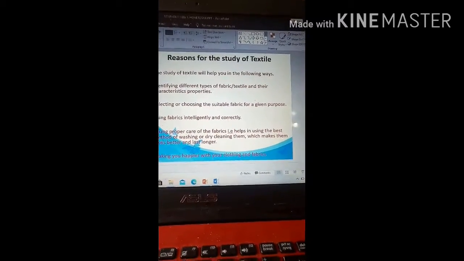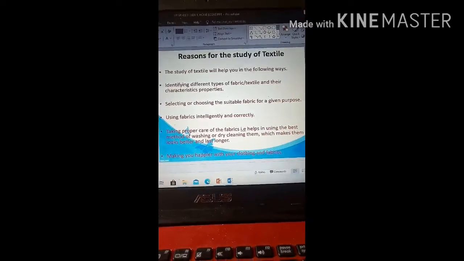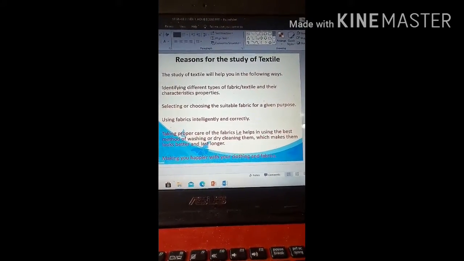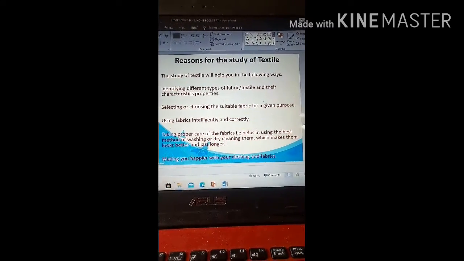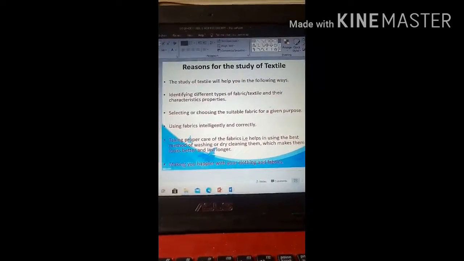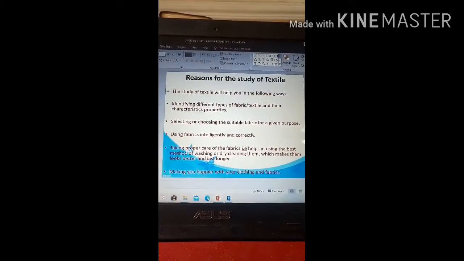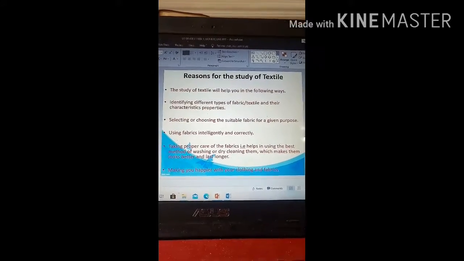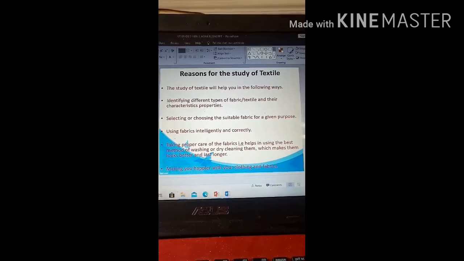Then, taking proper care of fabrics. When you have the knowledge of textile fabrics, you'll be able to take good care of the clothes. Some clothes, you don't iron them with a hot iron. You use a warm iron to iron them. While some fabrics, you don't wash them with hot water. They shrink. So when you have all this knowledge of fabrics, you'll be able to handle your clothes.